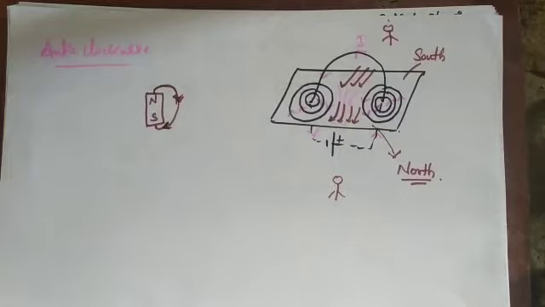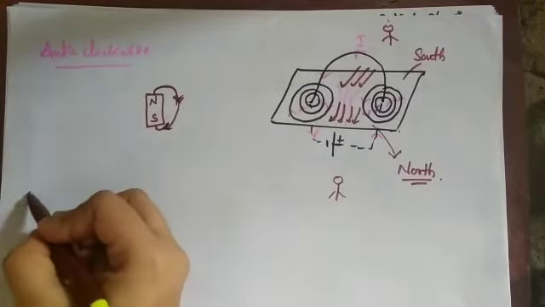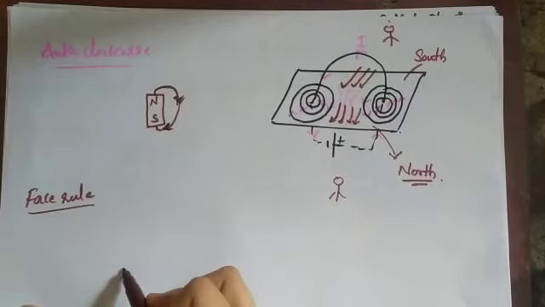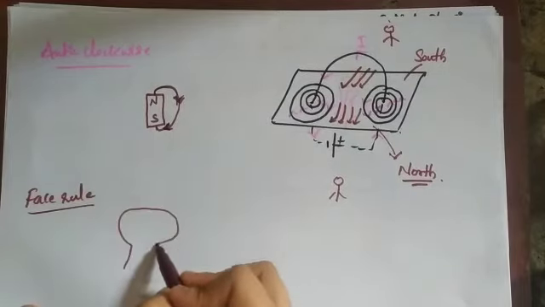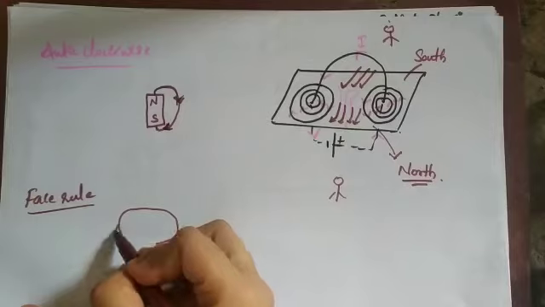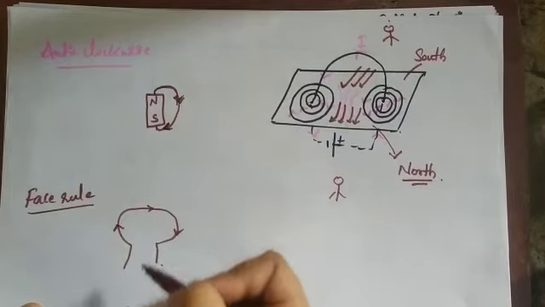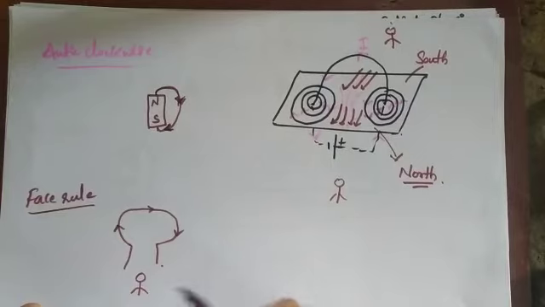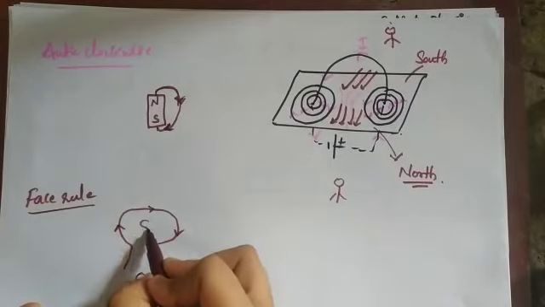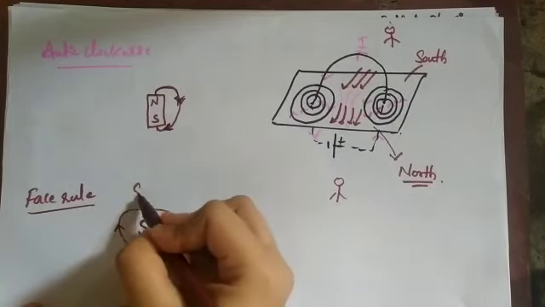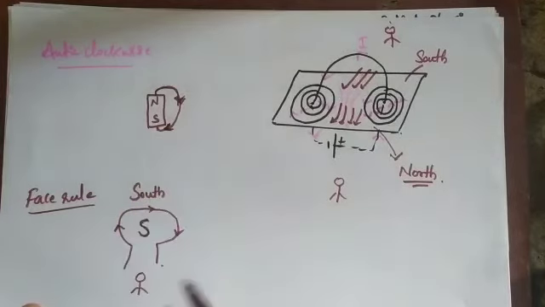So by this I can take a face rule. What this rule says is, for example, this is a conductor we have taken. If the current in the conductor is moving in a clockwise direction, then the polarity from where I am seeing will be the south pole. Yes, we can define it. That is the south pole polarity where I am watching.